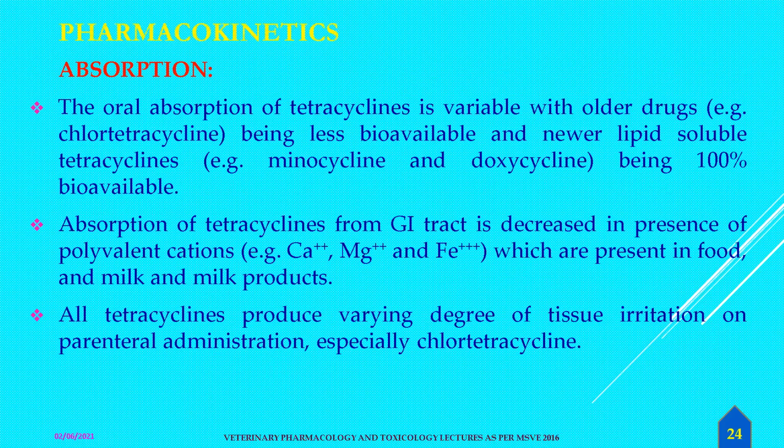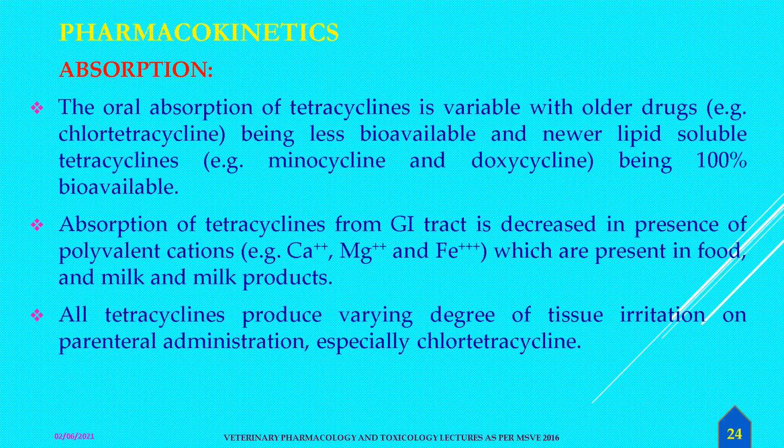So coming to the kinetics, that is the absorption, distribution, metabolism, and excretion of tetracycline. This is very relevant to the field of veterinary practice, because the oral absorption of the tetracyclines is variable with drugs like chlortetracycline. It is variable, especially aureomycin, which is not so well absorbed and is less bioavailable. Newer lipid soluble tetracyclines like minocycline and doxycycline are very well absorbed through the gastrointestinal tract, whereas the older tetracyclines are not. And the bioavailability is about 100%. That means the absorbed drug is totally available for the action.